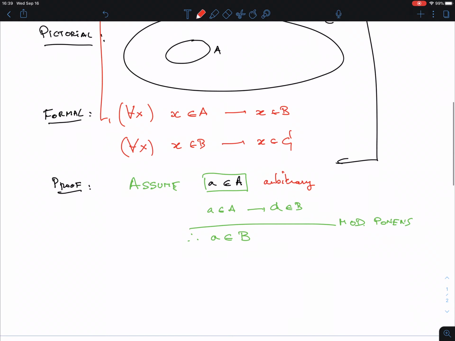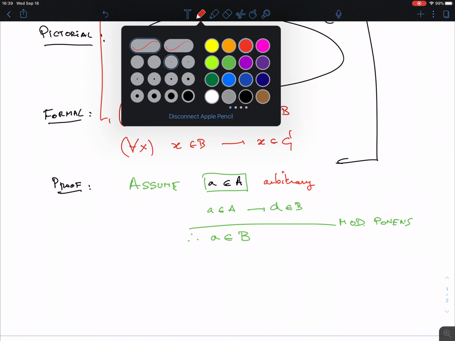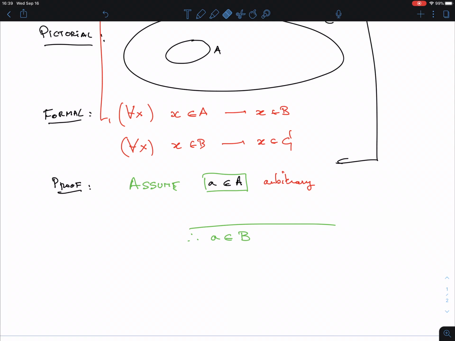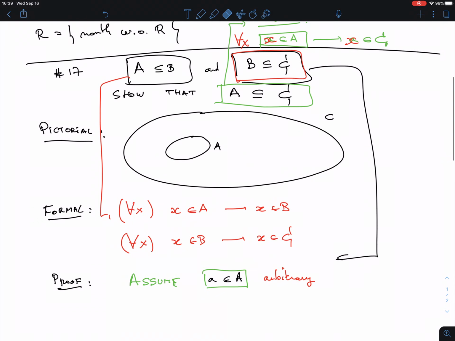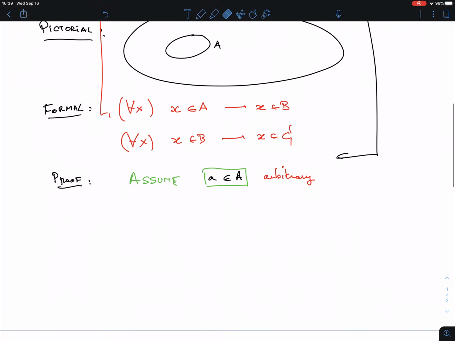Okay, so before I can do modus ponens, I have to do something else. Do you remember what it is that I have to do? I have to do universal instantiation. So, for all x, this statement here, I don't want to erase this. This statement here, for all x in A, x is in B, I'm going to take a universal instantiation, which means I can replace x by whatever I want, and what I want is little a.